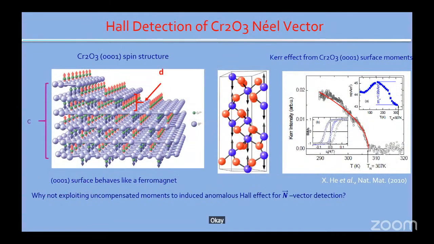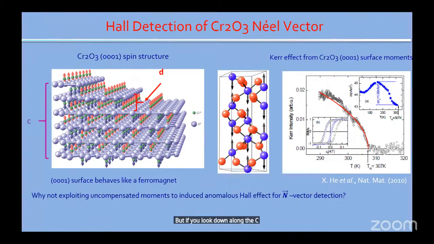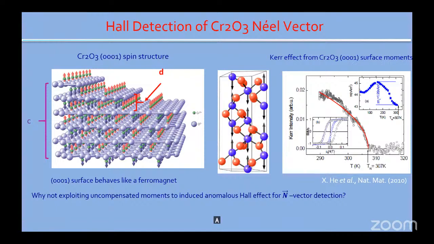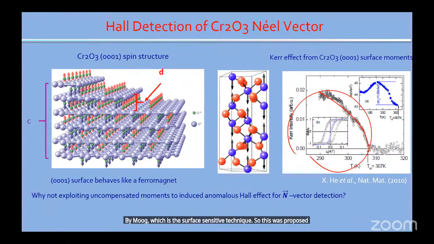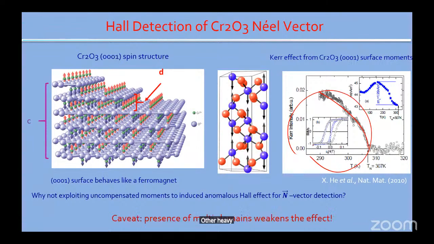As pointed out many years ago by Borek's group, chromium oxide has a very interesting spin structure, relatively simple. If you look down along the C-axis, at the top layer the spins behave like a ferromagnet, so the spins are all aligned up. This moment here, the surface moment, can be detected by MOKE, which is a surface sensitive technique. So this was proposed as a unique way of probing the uncompensated moments on the surface using the induced anomalous Hall effect in platinum, for example, and other heavy metals in principle.